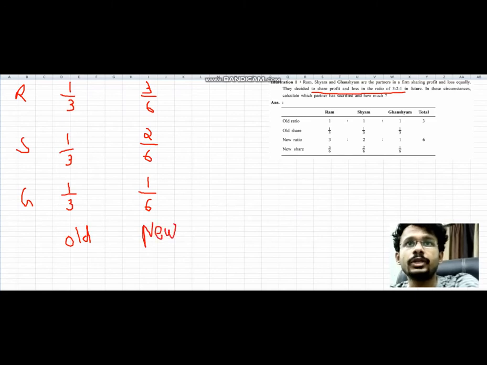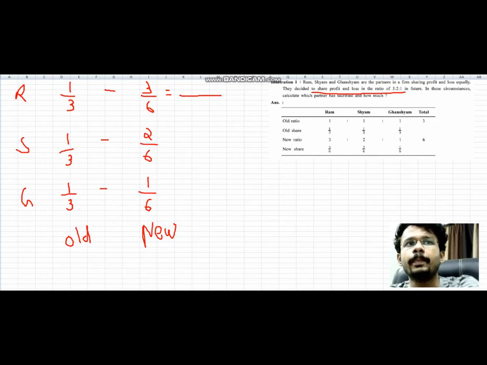Now in the question they have asked you to find out sacrifice. In the same example I will teach you both sacrificing ratio as well as gain ratio. So first of all, sacrificing ratio, friends. Sacrificing is old minus new. 1 by 3 minus 3 by 6, 1 by 3 minus 2 by 6, 1 by 3 minus 1 by 6. That is old ratio minus new ratio. So here you can do one thing, you can find out LCM, and if you don't want to find out LCM, just cross multiply.